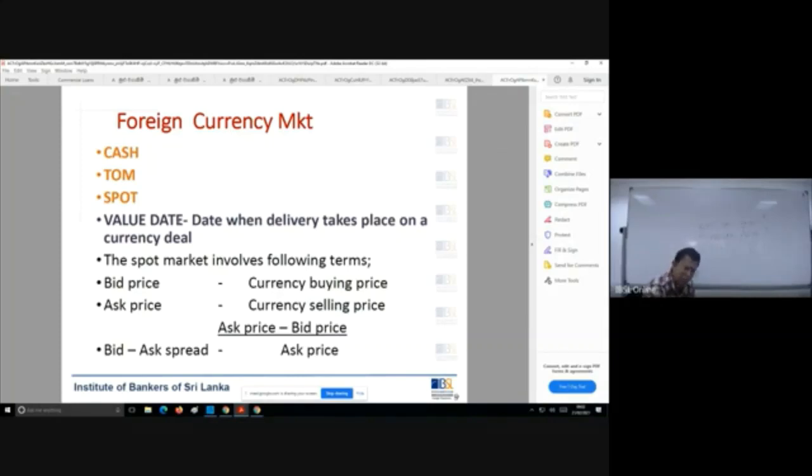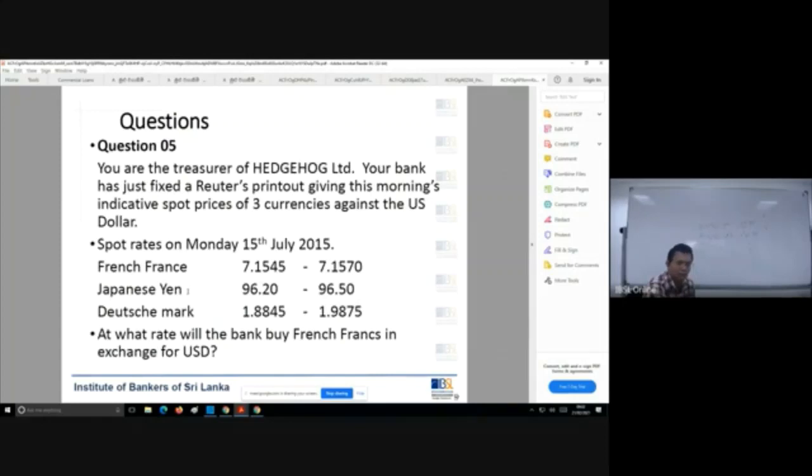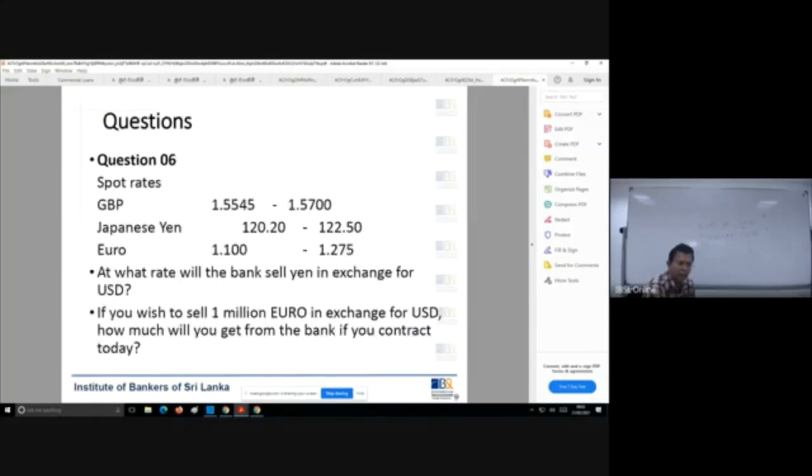Examiner can test you. I am not saying the examiner will test this thing, but there can be a question for 2 marks. So the meaning of forward is beyond spot. Anything beyond spot, we call forward, right? So these questions I'll be taking up later.